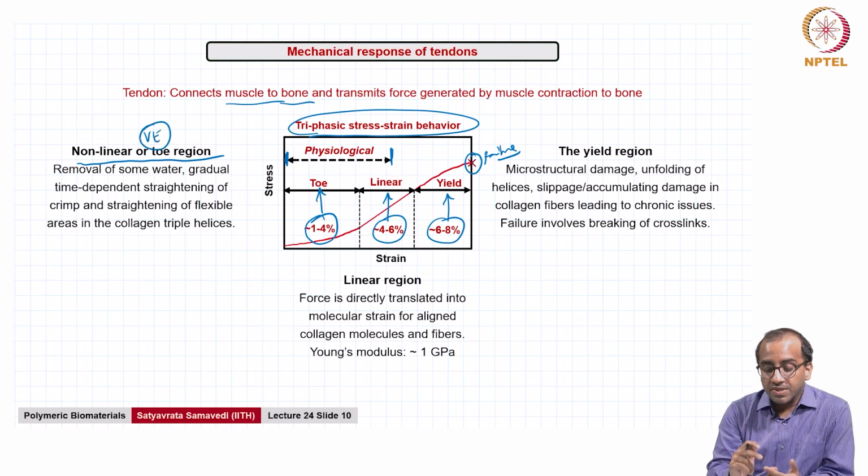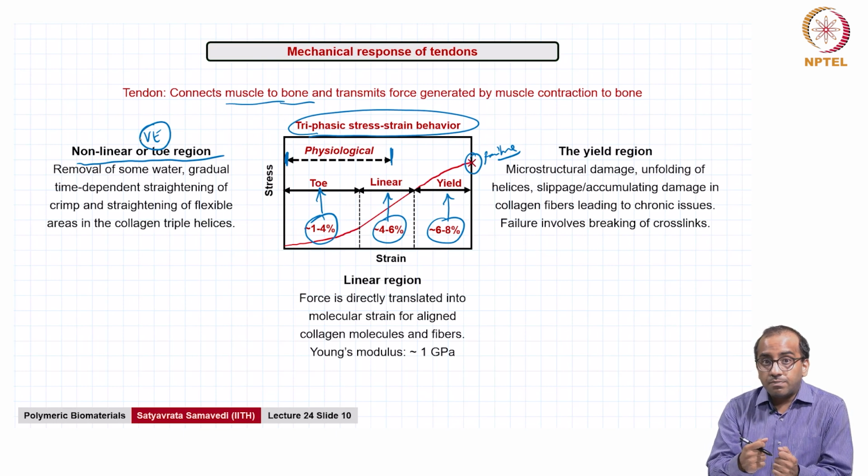So we've already seen strain rate sensitivity, we've seen creep, we've seen stress relaxation. We're now looking at non-linearity in the toe region, which is another very important aspect of viscoelasticity. Essentially what is happening in this region is some water is removed, and because tendons are anisotropic tissues, what that means is you will get different mechanical properties depending on how you test them. You will get different properties based on whether you test them transverse or longitudinal, etc.